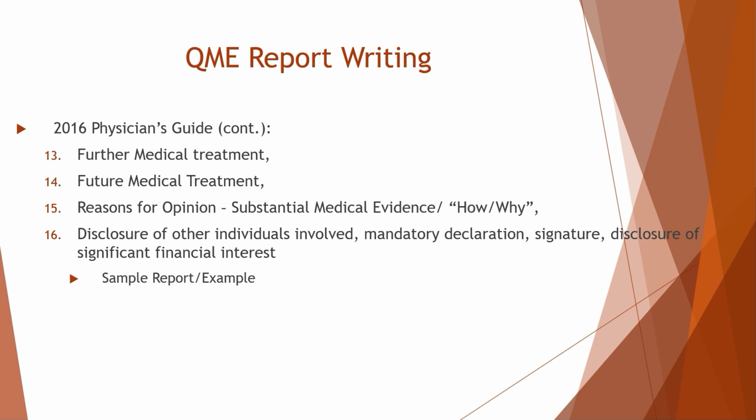And then finally, you conclude your report with the mandatory disclosures and declarations with your signature, your disclosure of significant financial interest, and then also the date that your report is mailed to the parties, and also an indication as to what county the report was mailed from. Okay, so those are the report elements, required report elements as required by the 2001 Physician's Guide.